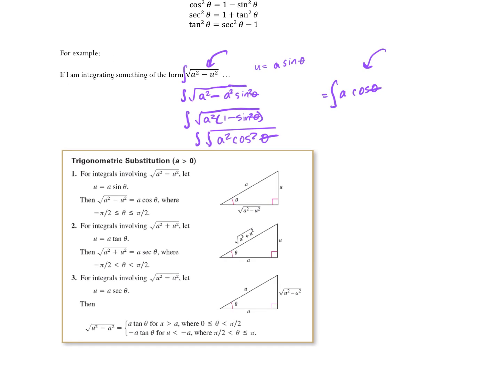depending on how this radical of squares is set up, there's basically three ways we can assign u. U is either going to equal a sine theta, u is going to equal a tangent theta, u is going to equal a secant theta. So when it's the constant minus the function, we use a sine theta. When it's the constant plus the function, we use a tangent theta. And when it's the function minus the constant, we use a secant theta. We doing okay?